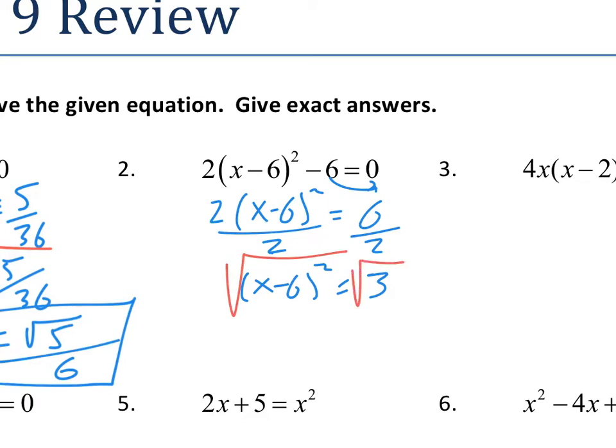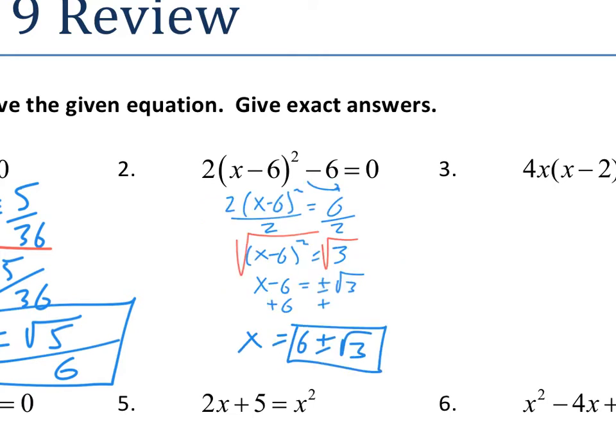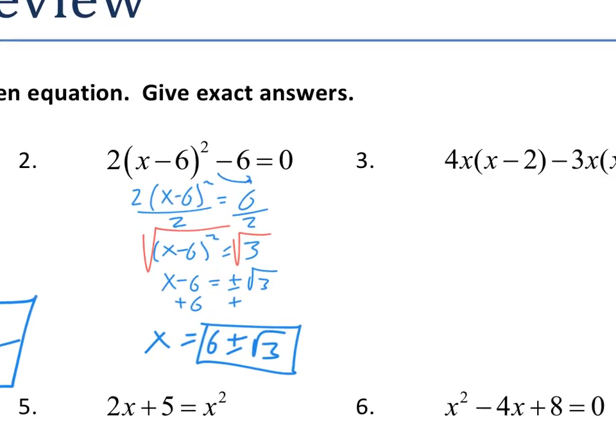And now we'll get the square root of 3. We want exact answers here. So x minus 6 equals plus or minus the square root of 3. And we're going to add 6 to both sides, add 6. And we'd like to write that typically as 6 plus or minus the square root of 3. And so we got 6 plus or minus the square root of 3 there.